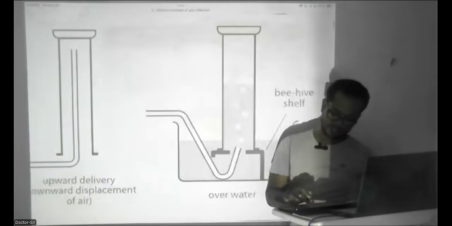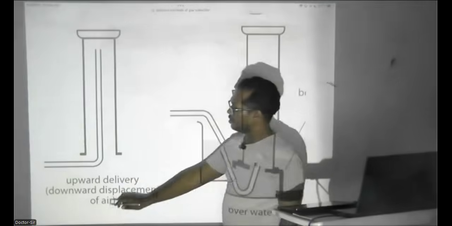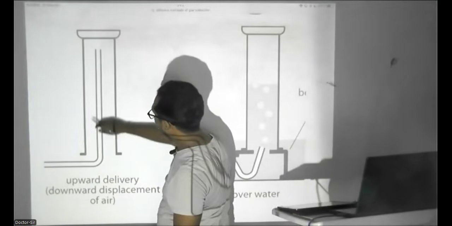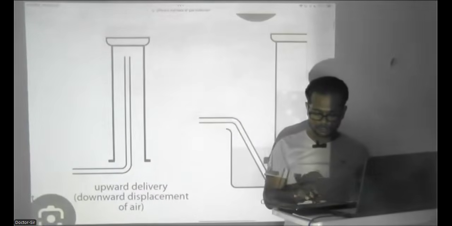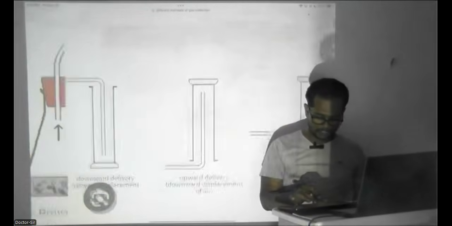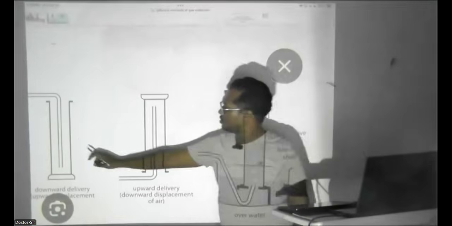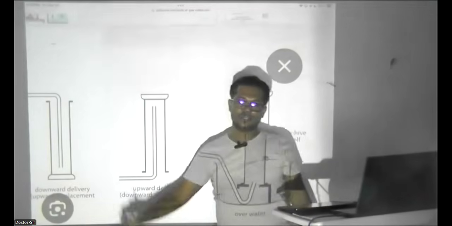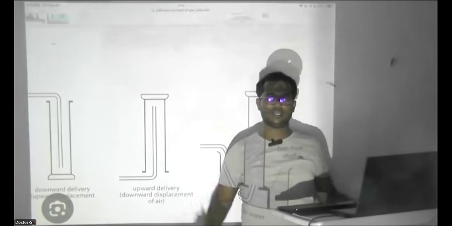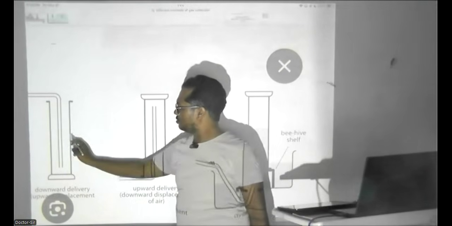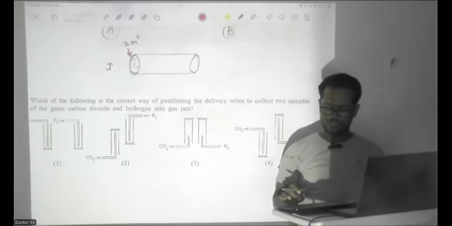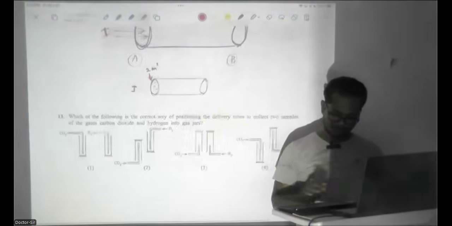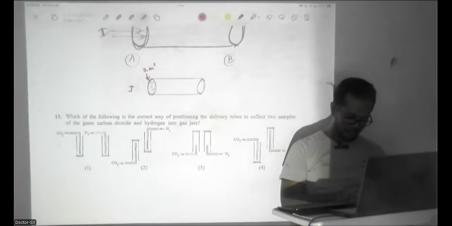Then another one, where we are introducing here, so it will go and collect here. In this one, it will directly go down and collect in the lower areas. So what are the gases we are using that way?